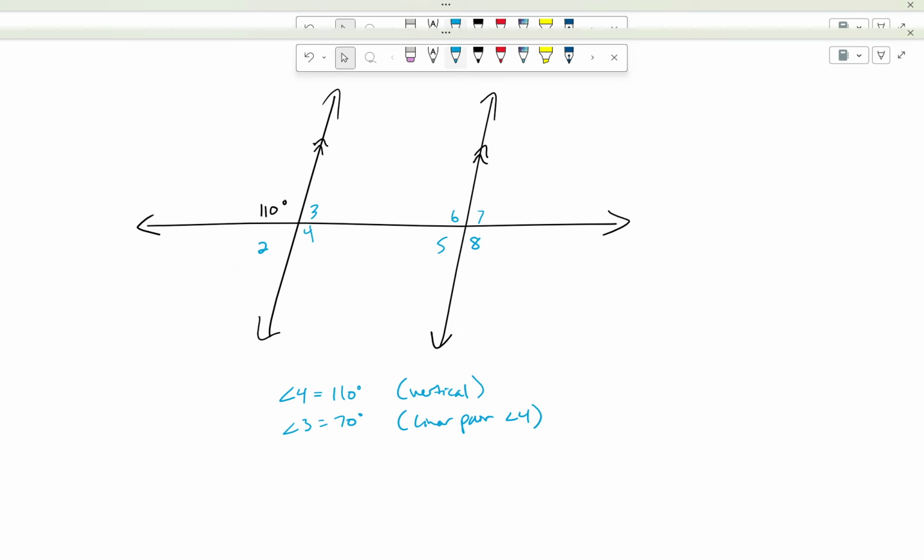What else do we have here? Oh, let's find angle 2. Well, angle 2, we should know, is also 70 degrees. Right? Why? Well, take a look. It's vertical. It's also a linear pair, but I only need one justification, but it's vertical to angle 3. All right. How about angle 6? You guys know this one? Well, what's the relationship with 6 and 110? These guys are corresponding, so this guy has to be 110 degrees. And he's corresponding.